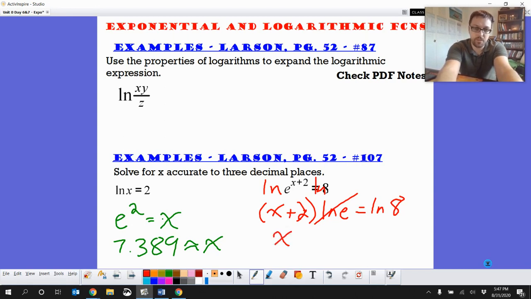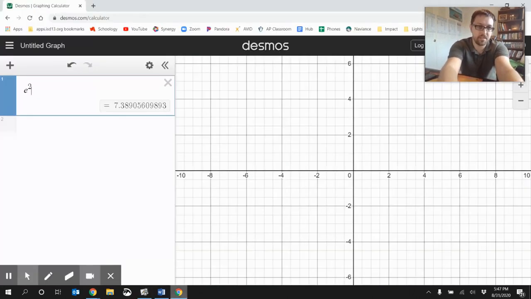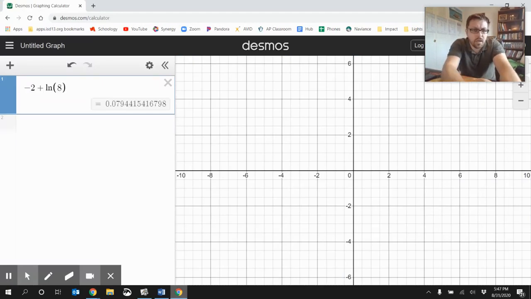We got to subtract 2, so x is exactly, I'm going to do -2 plus, so it doesn't look like it's inside of the logarithm. -2 plus the ln of 8. Let's do that on Desmos. So we get 0.079.